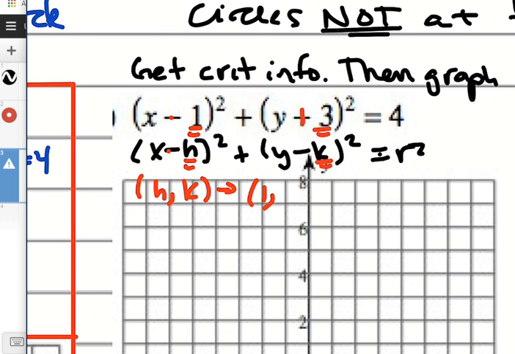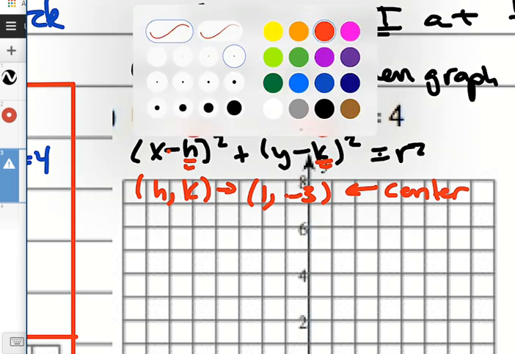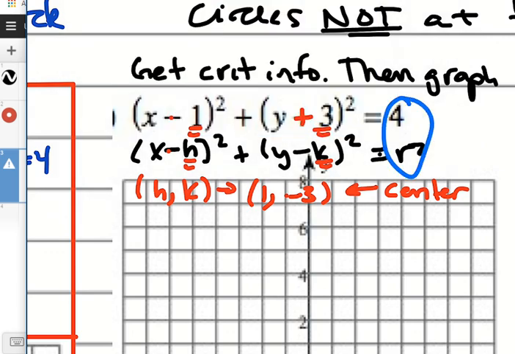And then we have to pull the radius value. So r squared is equal to 4, which means r is equal to 2, and so the radius is equal to 2. Okay, now we can put that to work. Let's go to the graph. We want to first make our center at 1 comma negative 3. So 1 over, 1, 2, 3 down. So that's our h, k center, 1 comma negative 3.